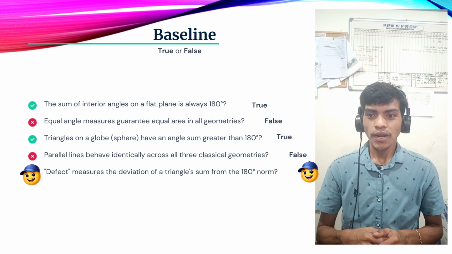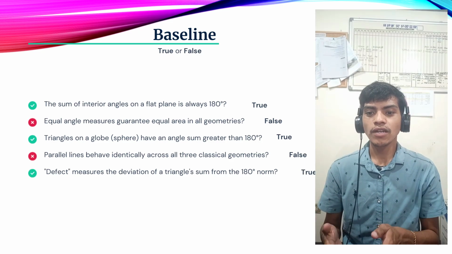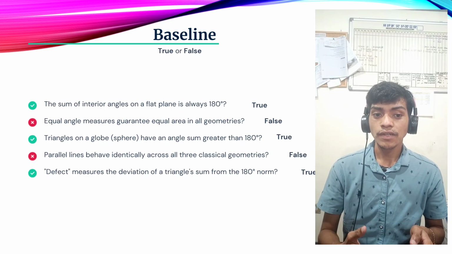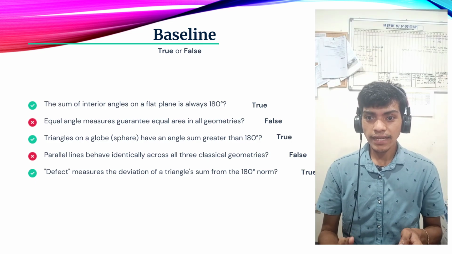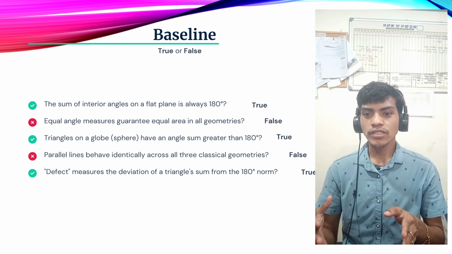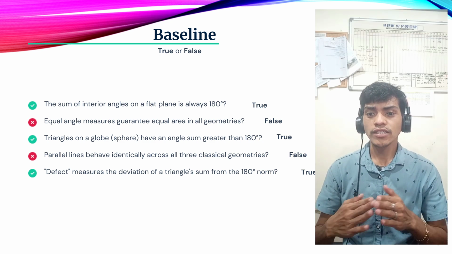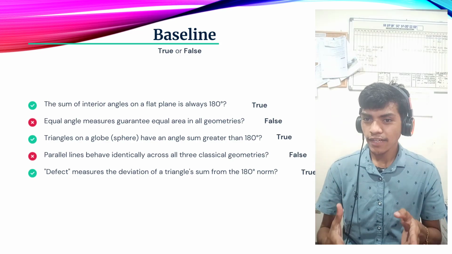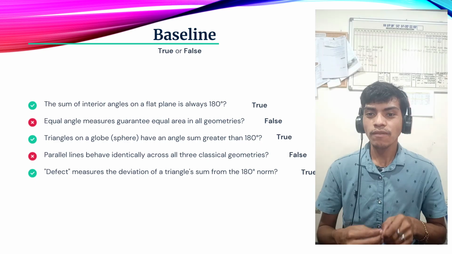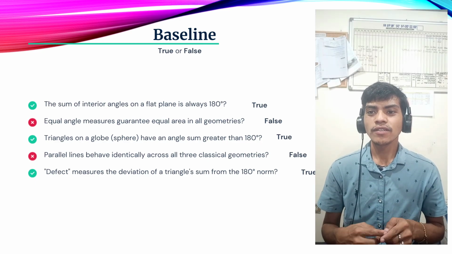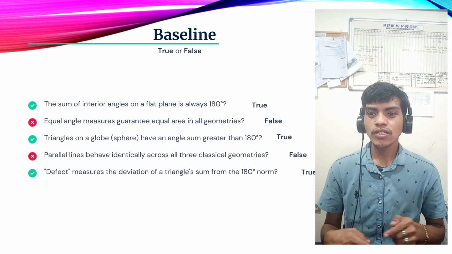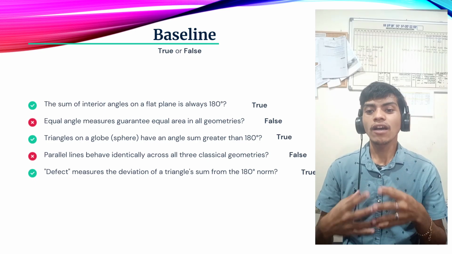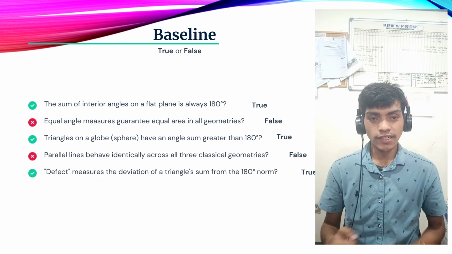Yes, it's true, because defect measures the deviation of a triangle sum from the 180 degrees norm. Why? Because this defect measures the deviation of the triangle sum. The triangle is always 180 degrees inside of it, and the whole sum of its angles is 180 degrees.